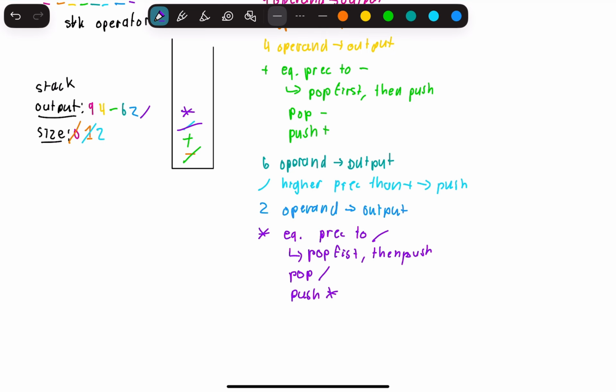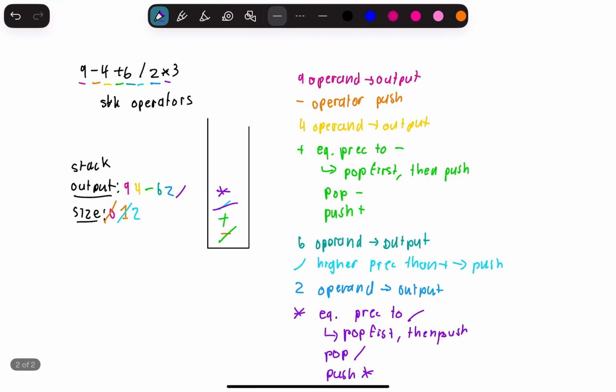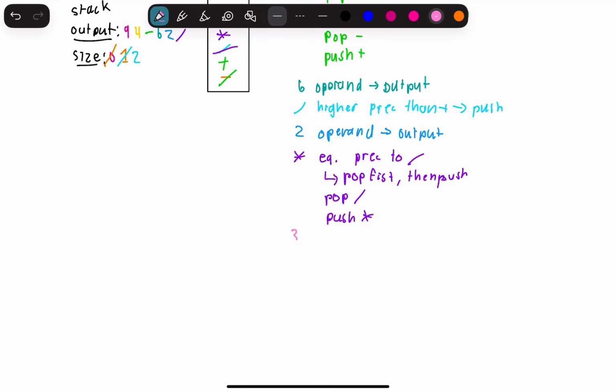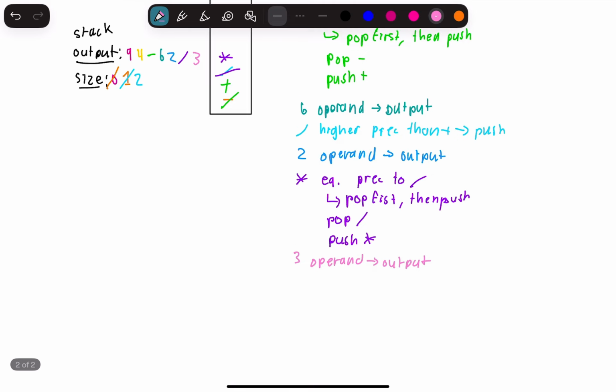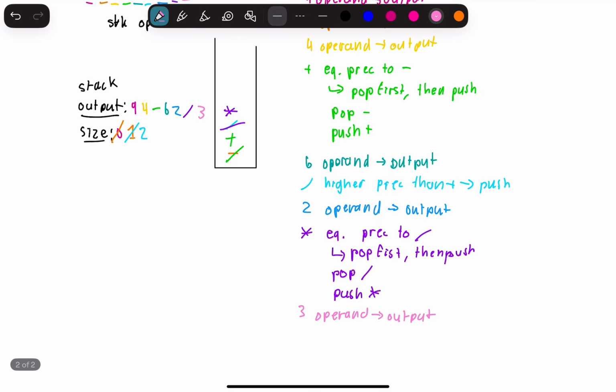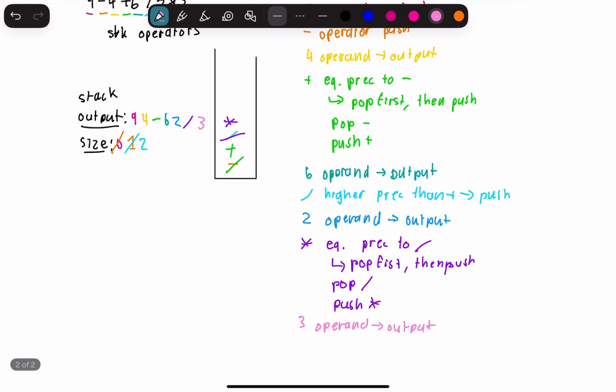Now after this, what do we have left in our expression? We have just a 3. For our 3, we know that it's an operand, so you just put it in the output. No stack, just straight to the output. 3. And now what do we know? We're at the end of our expression, and it's still size 2.